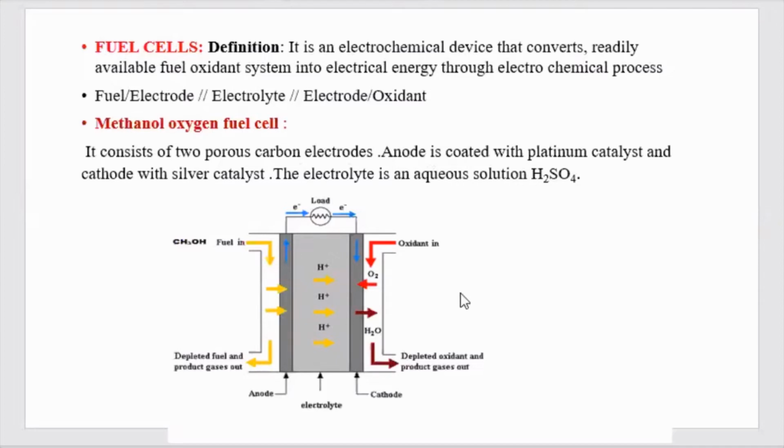So this is the anode electrode, and this is the cathode electrode. Between the two electrodes, there is the electrolyte, sulfuric acid. Methanol is supplied at the anode. Oxygen gas is supplied at the cathode. The combustion of the fuel produces electrical energy, which is taken to the external load. The products of combustion, carbon dioxide and water, are removed from the bottom.